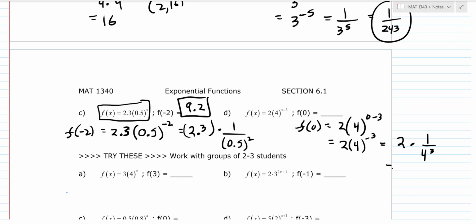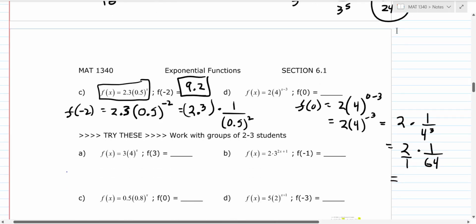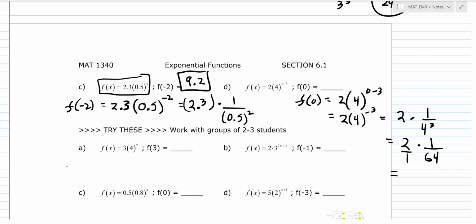Okay. Now, if you need to take your calculator and work out 4 to the 3rd, you can. I know that that's 64. Okay, so we've got that. And now you've got to reduce this fraction. You multiply fractions straight across, or you can reduce. To me, it's always easier to reduce before you multiply. So 2 divided by 2 is 1. 64 divided by 2 is 32. So what you end up getting is 1 over 32 when you multiply that out.